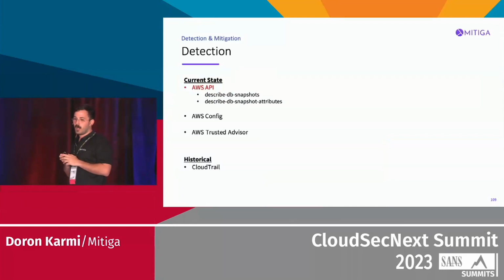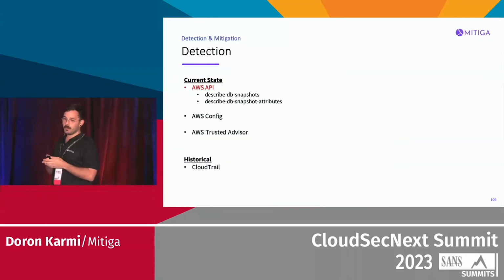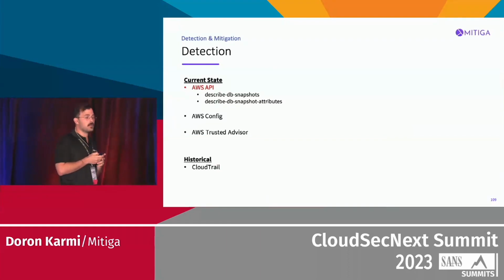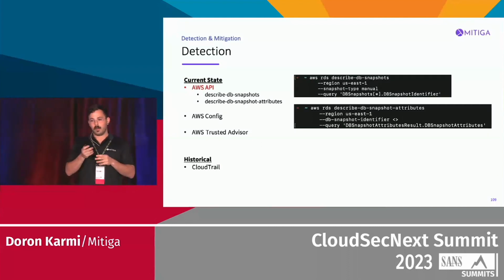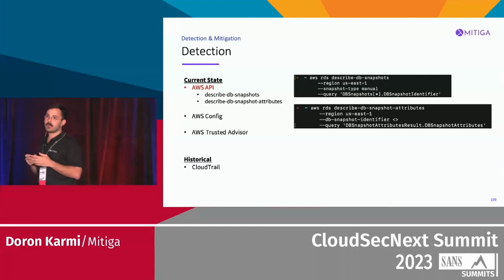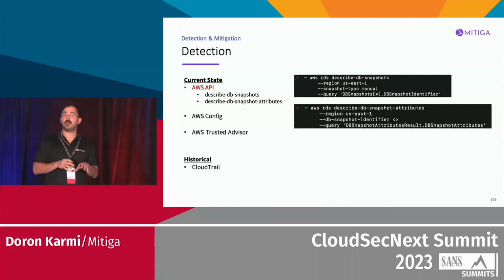But we are here to talk about what we can do. And there are some things that we can do in order to at least know that you have or had public snapshots. So we divided it into two checks. First of all, current state. Current state is to check whether now you have a public snapshot.